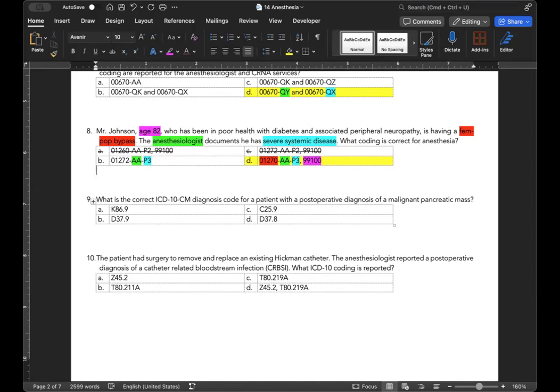And then what is our anatomic location? The pancreas. And then our behavior. Malignancy. Okay. So what code do you think we should look at in our alphabetic index? Malignant primary. Okay, what code is that? C25.9. Okay, let's just go look at our code description. Make sure that it matches.